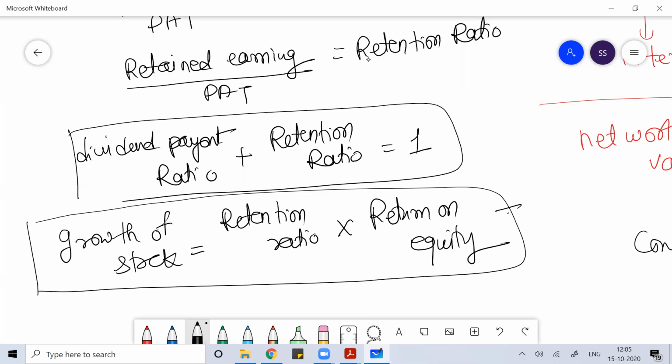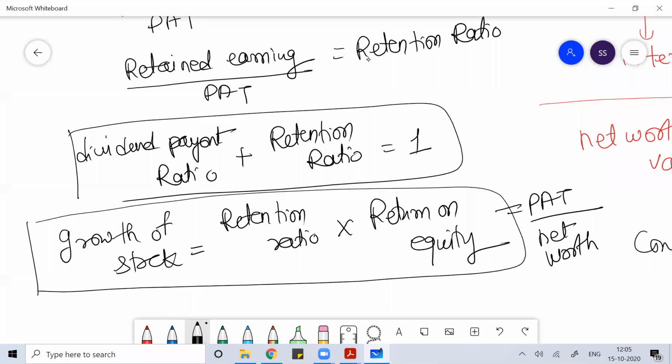What is return on equity? I hope you remember the ratios and all. So return on equity is profit after tax divided by the net worth or the book value of the company. Retention ratio is retained earning divided by profit after tax. So if you multiply them, you get the growth of the stock.